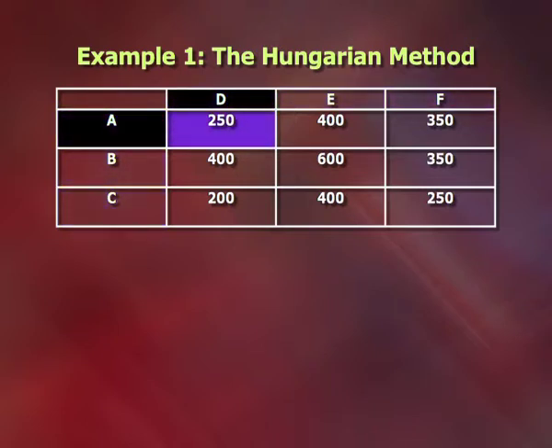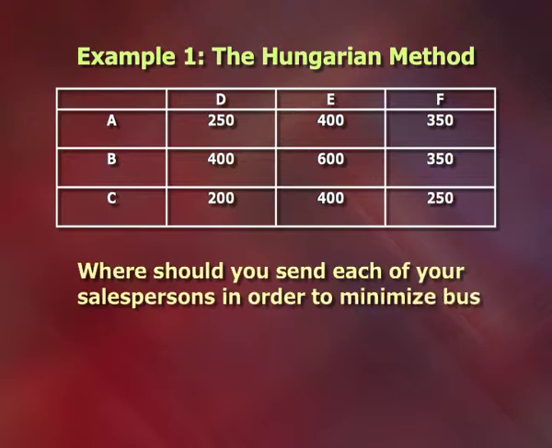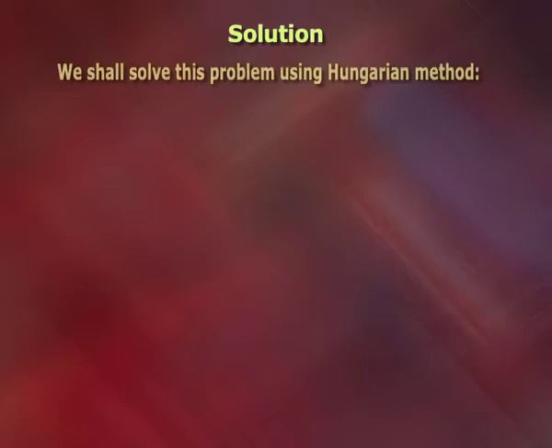250 denotes the cost of transportation from A to D. 400 is the cost of transportation from A to E, and so on. The whole cost matrix is given to you. The question is, where should you send each of your salespersons in order to minimize bus ticket fare? Solution. We shall solve this problem using the Hungarian method.